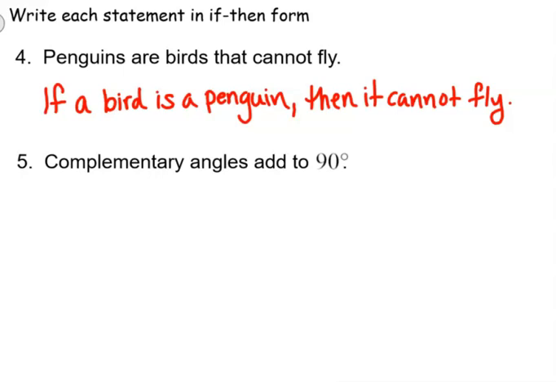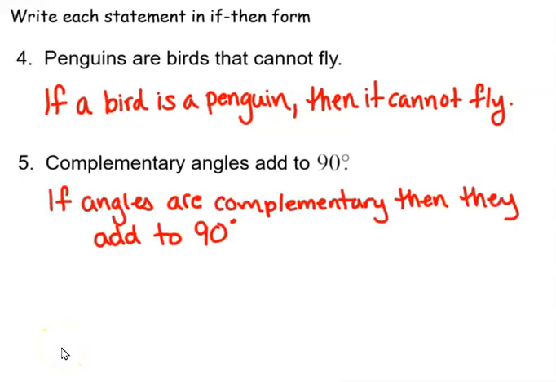Number 5 says complementary angles add to 90 degrees. So hit pause and try number 5. Okay, so as you can see, I put an answer up for number 5. If angles are complementary, then they add to 90 degrees. I swapped a couple of words so that things made a little more sense as I read it. If angles are complementary, then they add to 90.